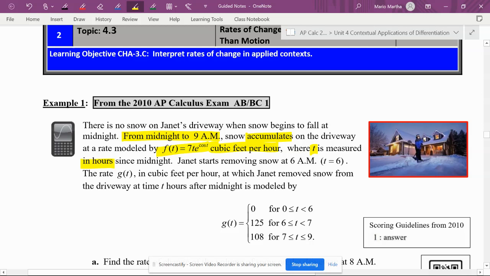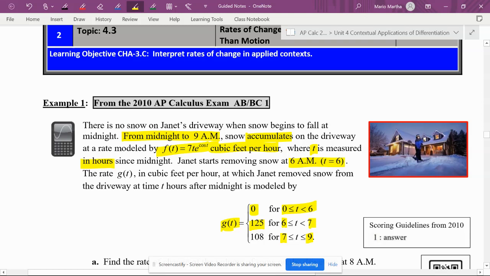Janet starts removing snow at 6 a.m., and the rate g of t, in cubic feet per hour, at which Janet removes snow from the driveway at time t hours after midnight is modeled by g of t. If you remember, we have zero, which means she's not removing anything during the first 6 hours. Then between the sixth and seventh hour, she's removing 125 cubic feet per hour. And then from the seventh to the ninth hour, she's removing about 108 cubic feet per hour.